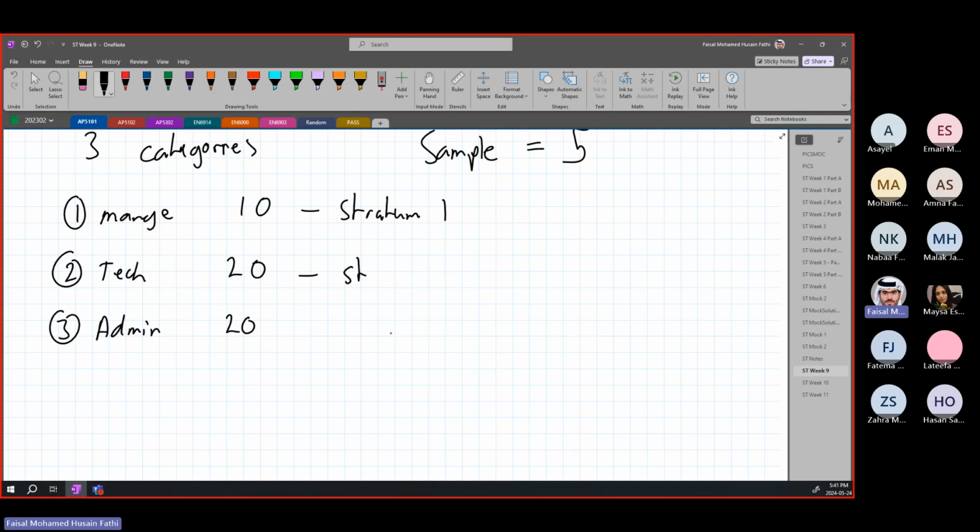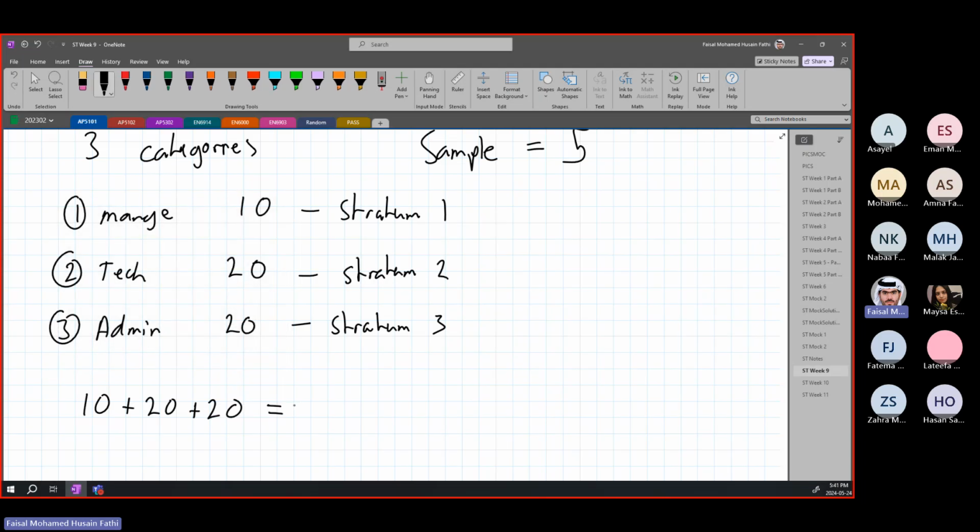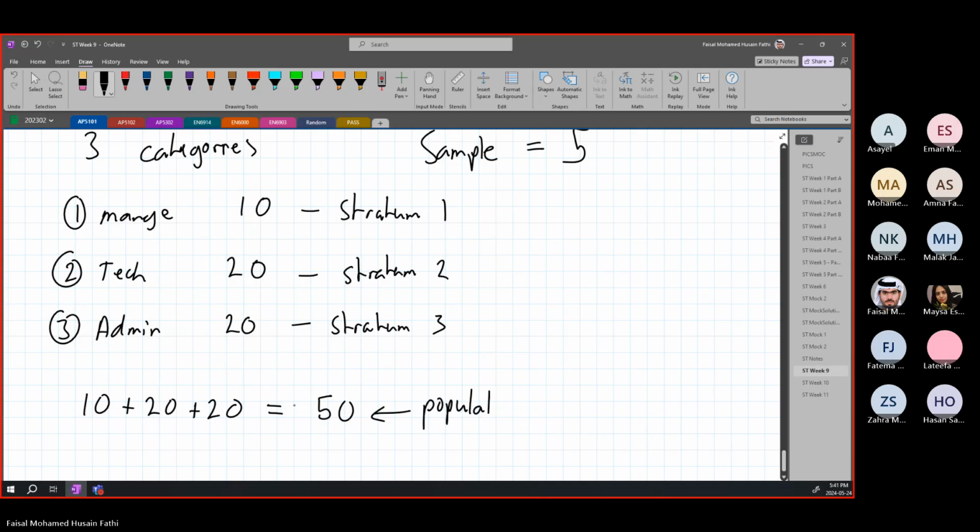This is stratum 2. And this is stratum 3. All right. So we have our 3 stratums. To get our population, you're going to have to add 10 plus 20 plus 20. We have to add all the subgroups to get your full population. So it's going to be equal to 50. And this is our population.